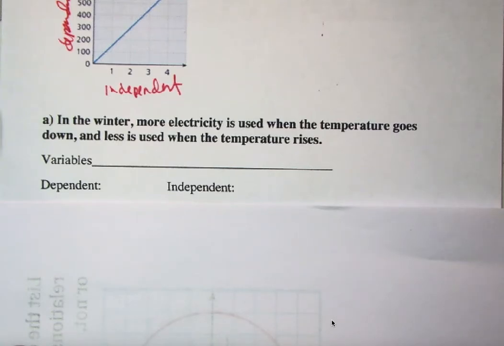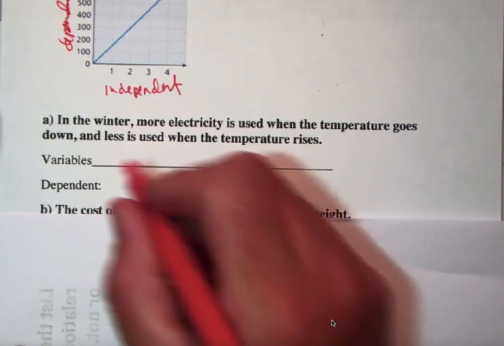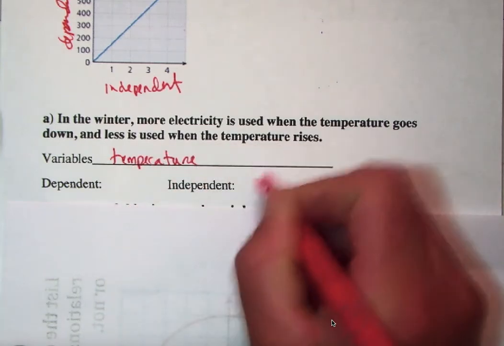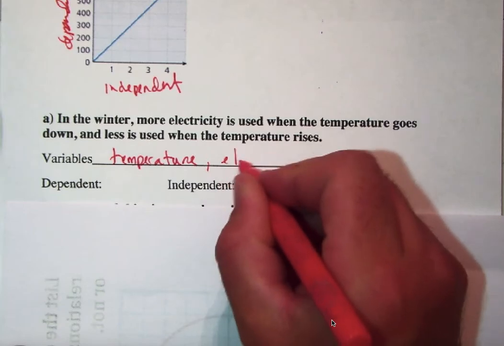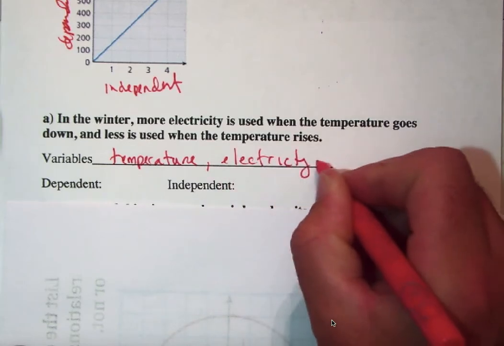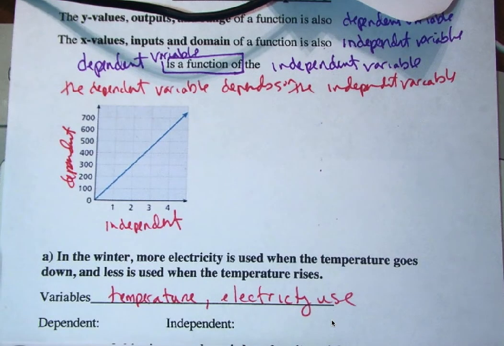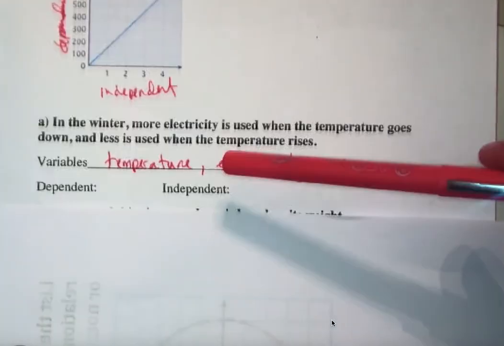Okay. What are the 2 variables, 2 things that change in this problem? Okay. Temperature. Got it. And what else? Electricity use. Nice. Okay. So this is what you're going to do to help you decide which one is dependent and which one is independent. You're going to say this sentence, which we set up here. The dependent depends on the independent. So we're going to swap it out and see which one makes the most sense to you.